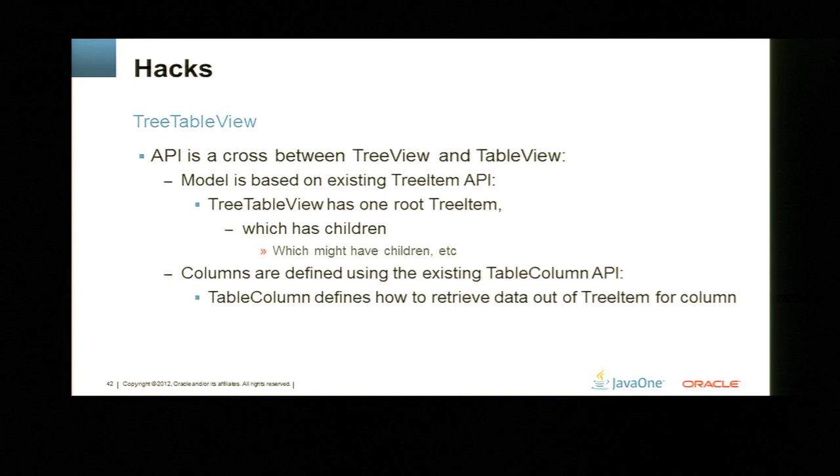And what's good about a table view is, of course, the table columns. And that's exactly what we need for a tree table view. So we reuse the table column API at the moment. And basically the table column is being used exactly as it is already. It's being used to ask how do we extract the information out of these tree items for every row that's visible to the user.